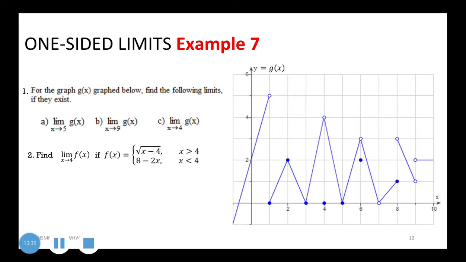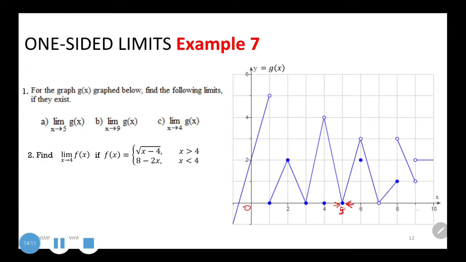For example 7 here, for the graph g(x), find the following limits if they exist. Let's look at the first one. As x approaches 5 here, does it exist? Yes, it does, with a value of 0, or 0 point something. Since this is 0 here, let's look at the second one.